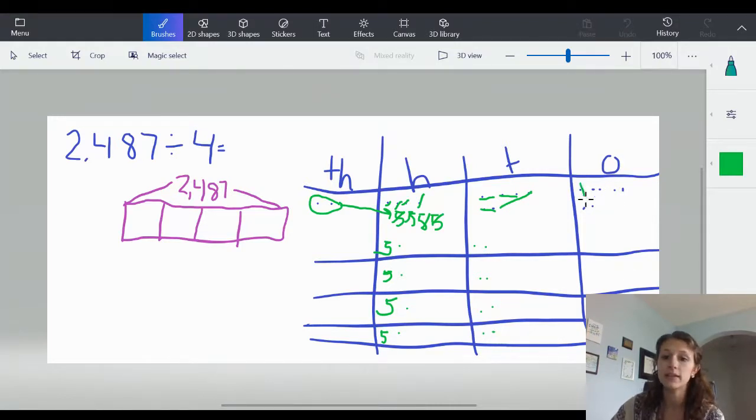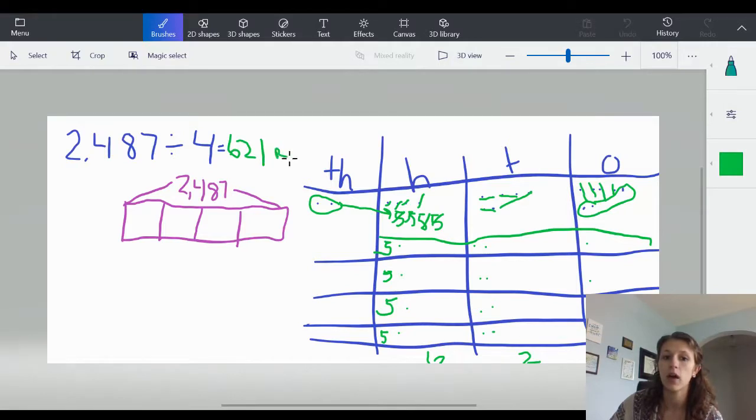Look at my ones, I notice I can put 1 here, 1 here, 1 here, 1 here, and I have 3 left. Now at this point in our fourth grade mathematical career, we're gonna call that our remainder because we're not gonna decompose into anything smaller than our ones place. So when I'm writing my quotient, remember how much is in one of my groups: I have 600s, 2 tens, and 1 one in each of my groups. And then I have a remainder of 3 because I had 3 ones left over that I was not able to share evenly.